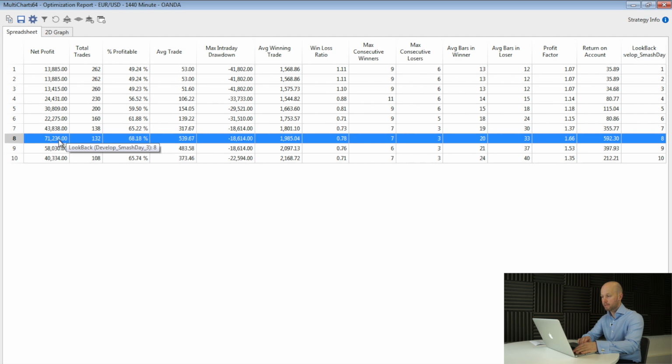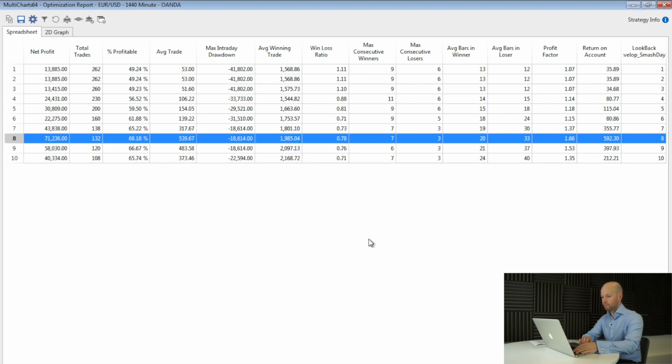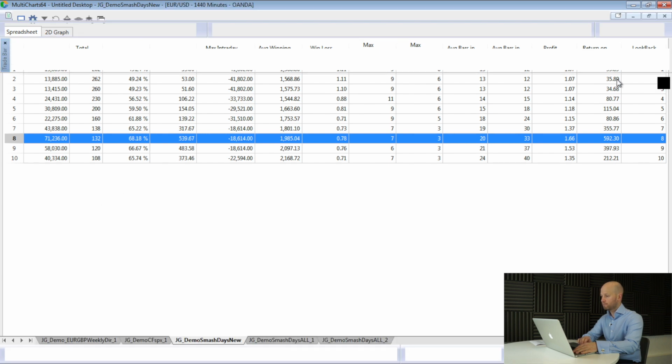But nonetheless, 8 tends to be the best, which was the same as using the previous entry rules. So let's select that and see how it looks. So we're making 71,000. The previous, using 8 as the filter, was making over 80,000. So not a lot in it.